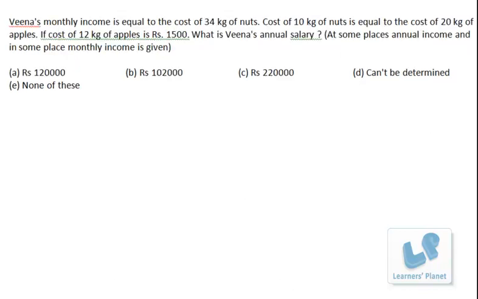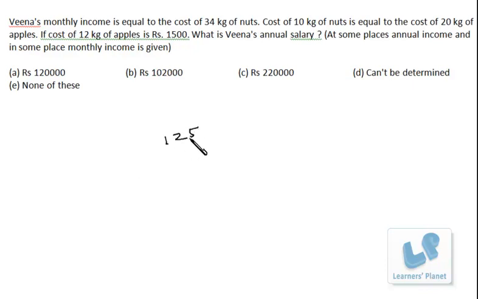Now Veena's monthly income is equal to the cost of 34 kilogram of nuts, cost of 10 kilogram of nuts is equal to cost of 20 kilogram of apples, and 12 kilogram of apples price is 1500. What is Veena's annual salary? Friends, this sort of problem can be solved even mentally. 12 kilogram apple is 1500. That means per kilogram apple is 1500 divided by 12. So 12 ones are 12, then 3, 12 twos are 24, and that's 125 rupees per kilo.